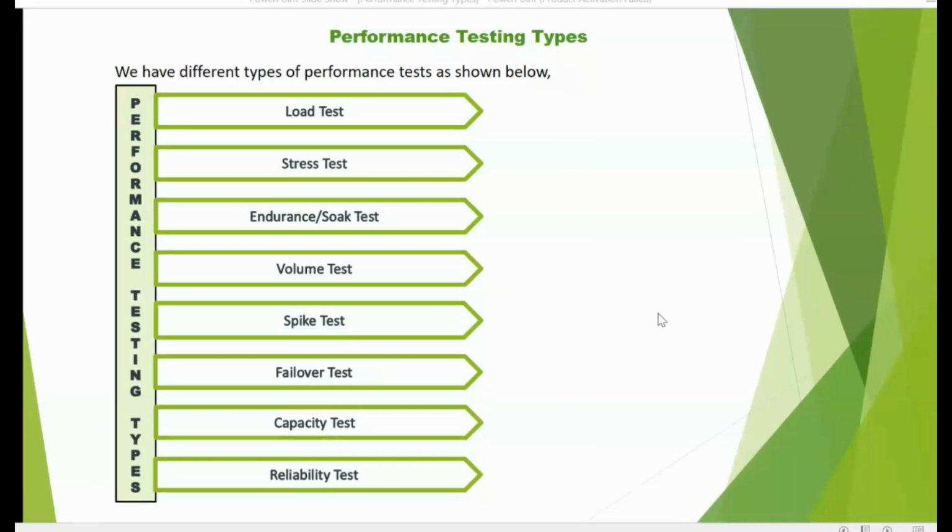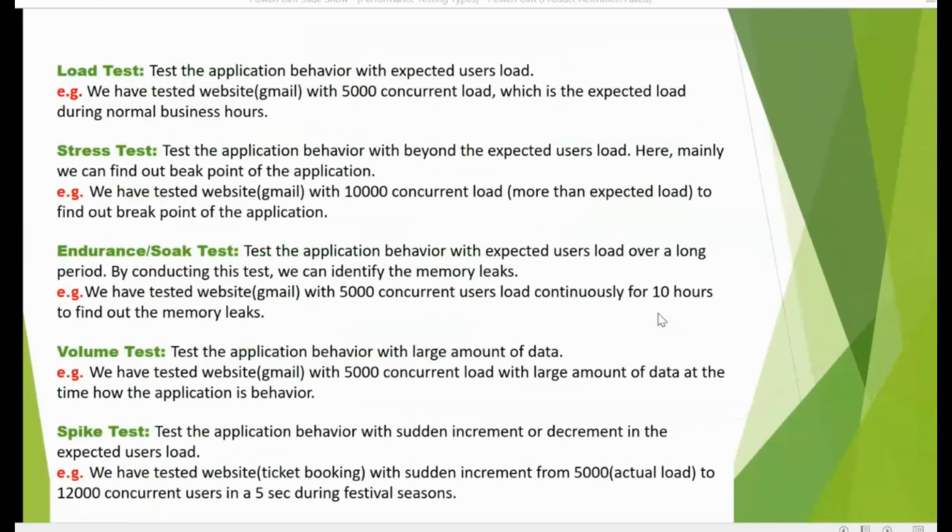We will discuss the performance testing types. We have different types of performance tests as shown below. We have load test, stress test, endurance or soak test, volume test, spike test, failover test, capacity test, and reliability test. Next, let's discuss the load test.